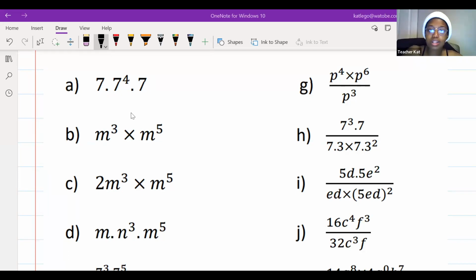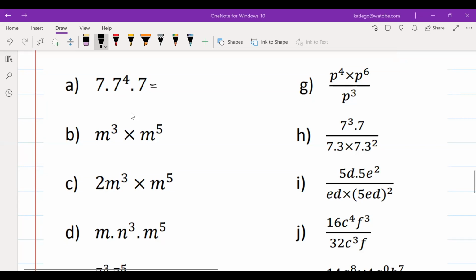So then for A, what's the answer for A? The answer for A, in exponent form. You don't have to simplify it, okay?